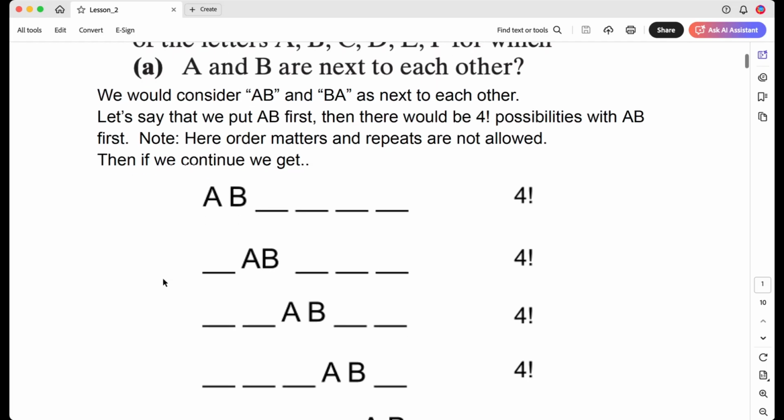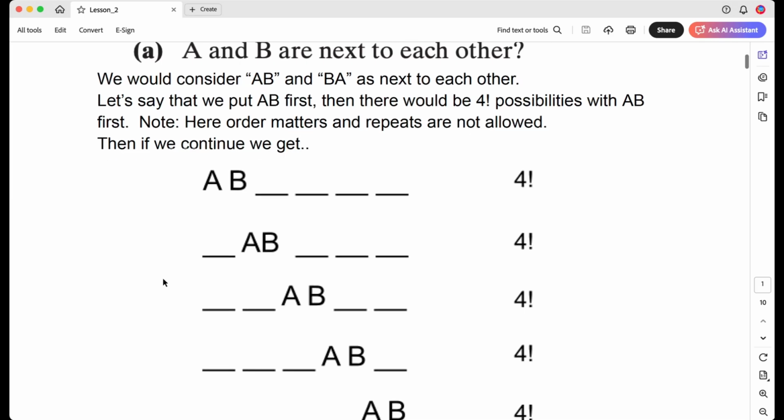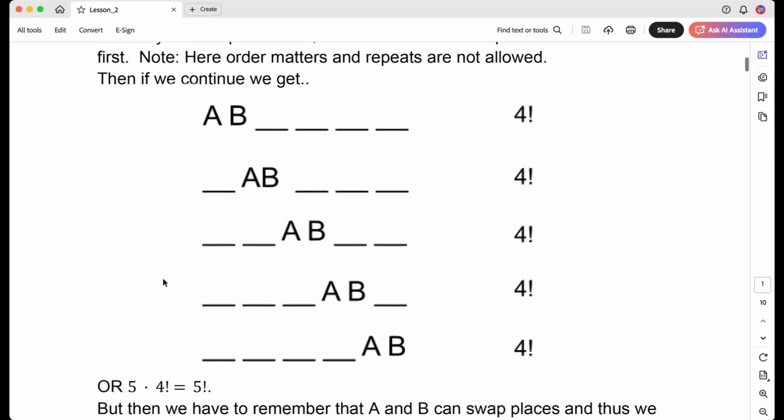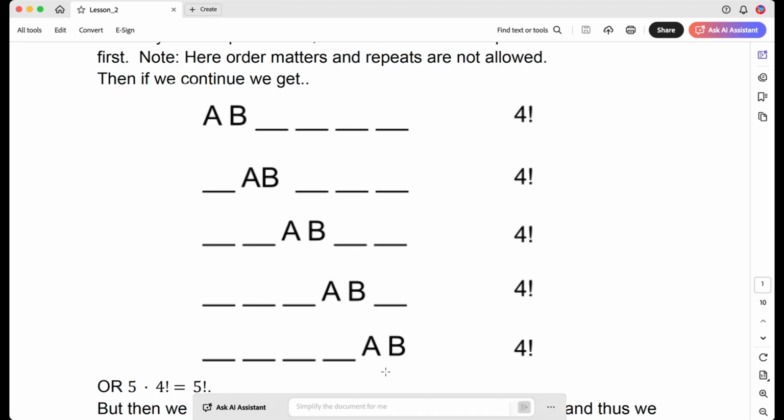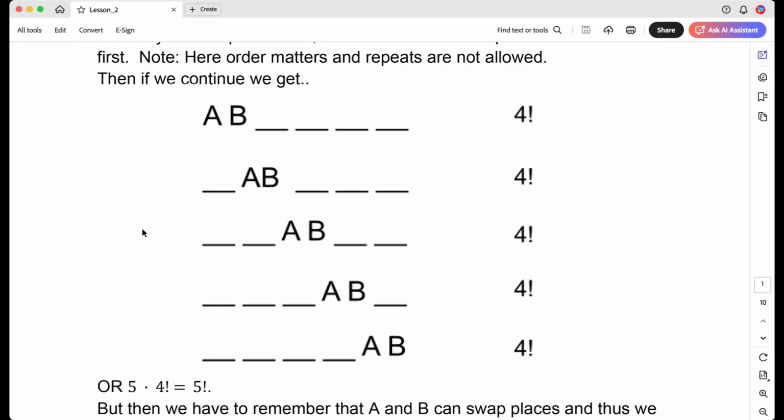So then the only question is, how many locations are there for the AB? And so basically here, we can start with AB all the way down to ending with AB. We cannot end with A in this order because we have A first, then B. And so that leads to 5 different possibilities for placing the block AB. So the total here would be 5 choices for where to place AB times 4 factorial for the remaining 4, which is the same as just 5 factorial.